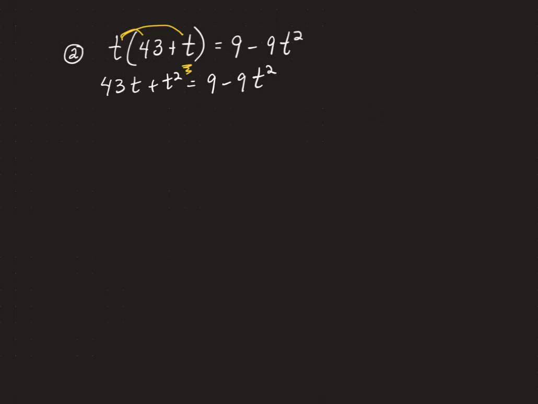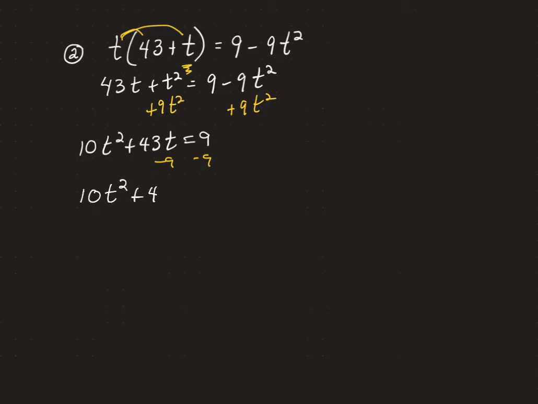Okay, I like positive t squared, positive leading coefficients whenever possible, so I'm going to add 9t squared to both sides. And that will give me 10t squared plus 43t equals 9. Now I just need to move my 9 to the other side by subtracting it, because that gives me the general form of a quadratic equation, all of it set equal to 0, and now I need to solve the equation.